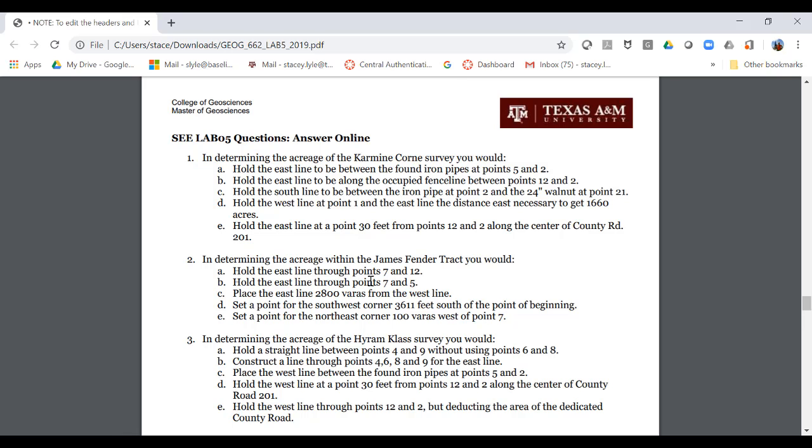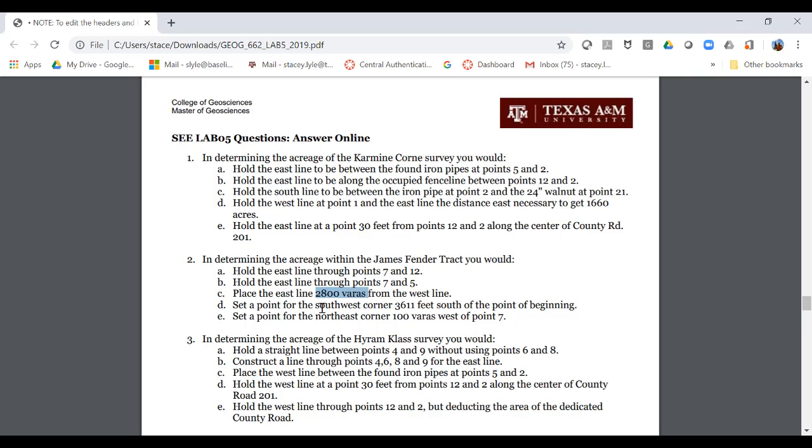You would hold the east line from 7 to 5. No, because that's the point from the track to the south. You'd place the east line at 2800 varas. No, again, we use their intent. Their intent was to set those points. That's what they did, not their measurements.